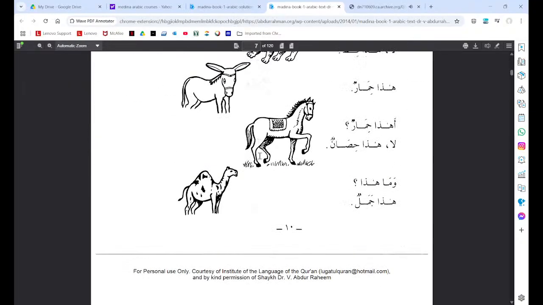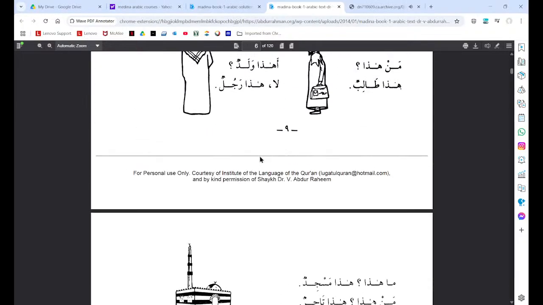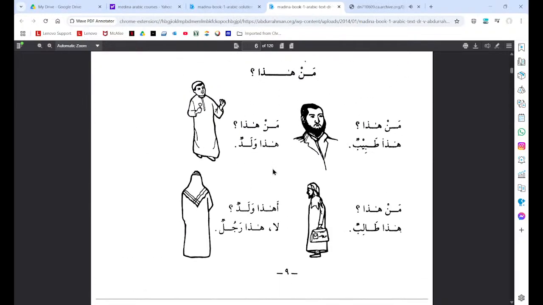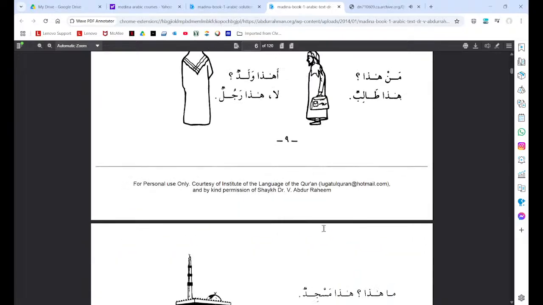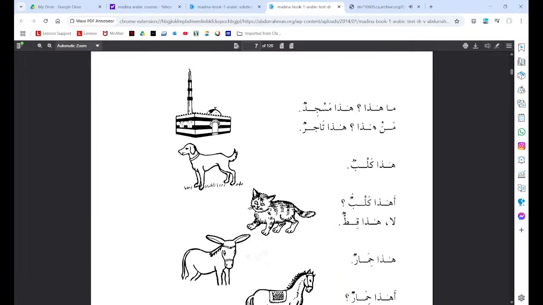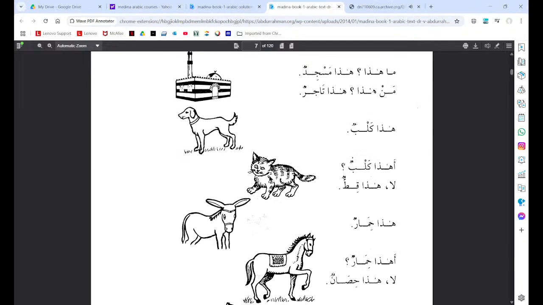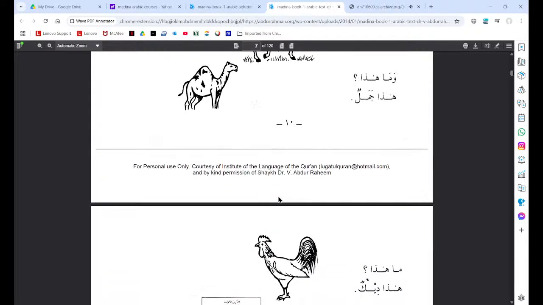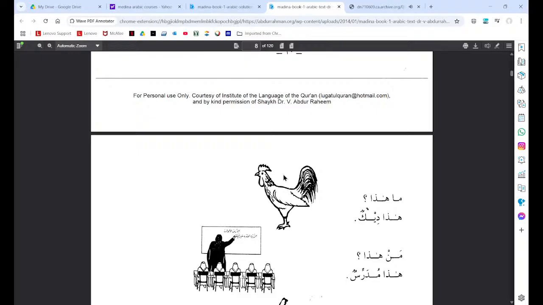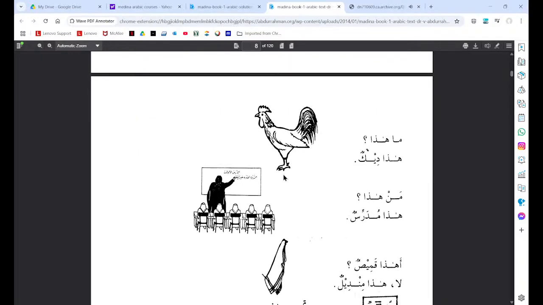They've given us some people: a tabib, a walad, a rajul, a talib. A man, a boy, a doctor, and a student. They've given us some animals too. Try to remember these words. Review them, say them, repeat them, look at the pictures, repeat them. Make sure you understand and know the meanings of these words. And here we go, continuing.